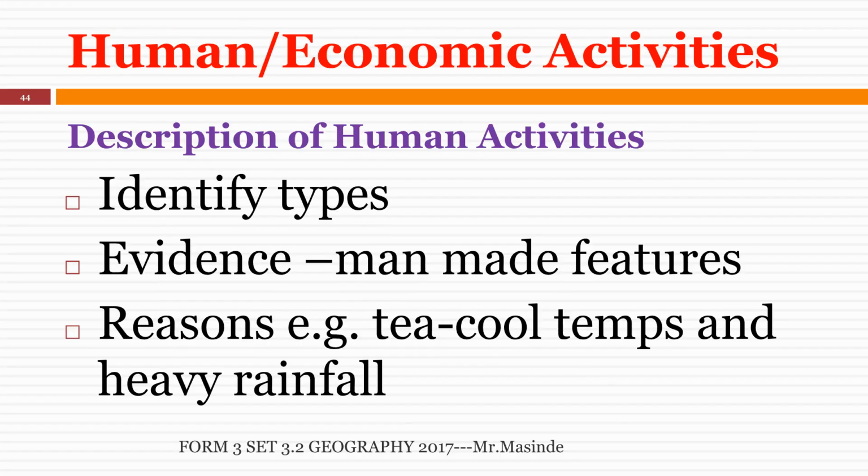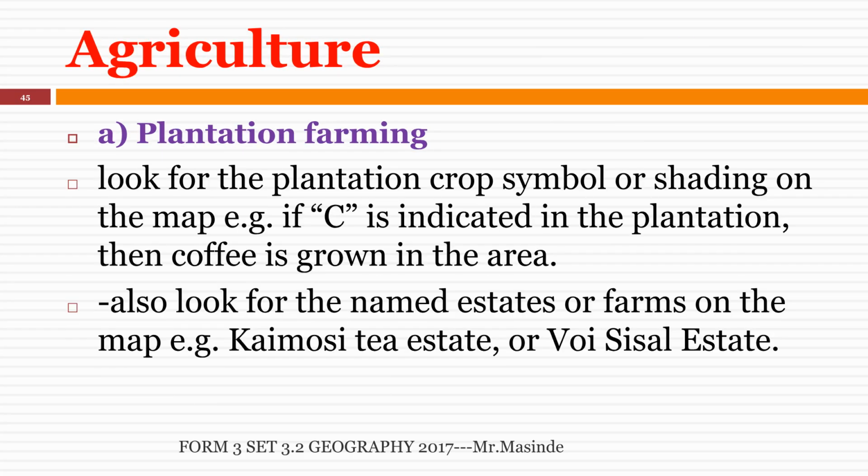Now we transition to human and economic activities. To describe these, identify the types, look for man-made features as evidence, and suggest reasons for their location, like climate for tea farming. For agriculture, specifically plantation farming, look for crop symbols or shading on the map, and named estates or farms to identify the type of crop grown in the area.